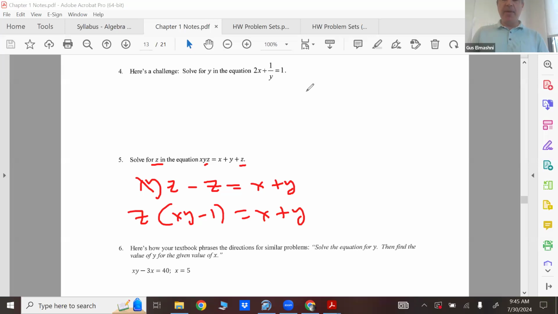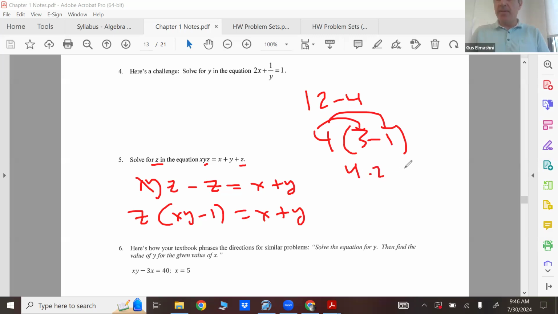For example, if I have 12 minus 4, I know the answer is 8. I could factor out 4 if I wanted to. It's kind of weird why I would do it this way, but I could. Notice that if I put the 4 back in, I need to get back to what I had originally. To make sure this is valid, 4 times 2 is 8, and 12 minus 4 is 8. I've got to make sure it's valid.